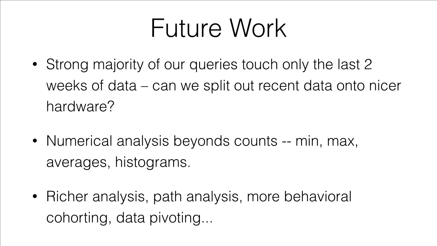So it would be nice if we could do some kind of time tiering where we split out the recent data onto nicer hardware, but it's actually kind of tricky in our schema because we're sharding on the user, and you need a full user's record for those 10% of queries that touch all the historical stuff, because you do want to be able to do things like 2-year retention or big, massive conversion funnels. So we have some thoughts, but we're still figuring out how we want to do that. Another obvious short-term extension of this is that there's just way more analysis that we want to be able to do.